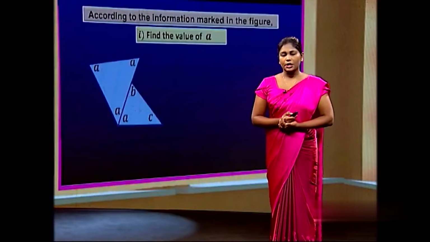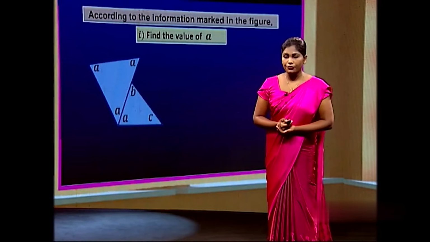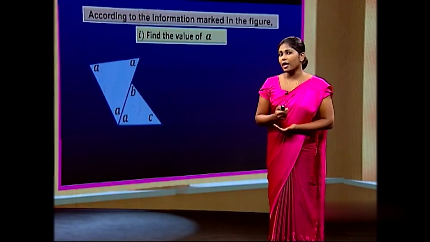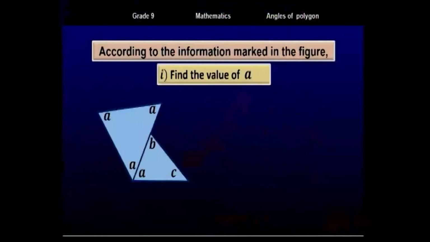According to the information marked in the figure, find the value of A. There is a diagram. Now you can see there are 2 angles combined. Look at that, A and B and C. Find the value of A.